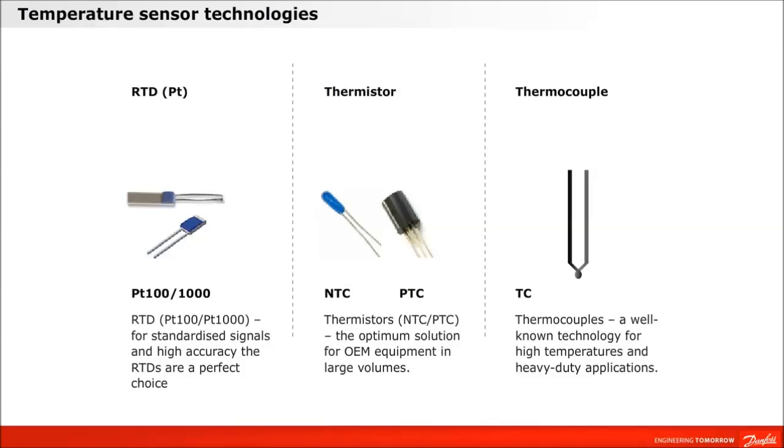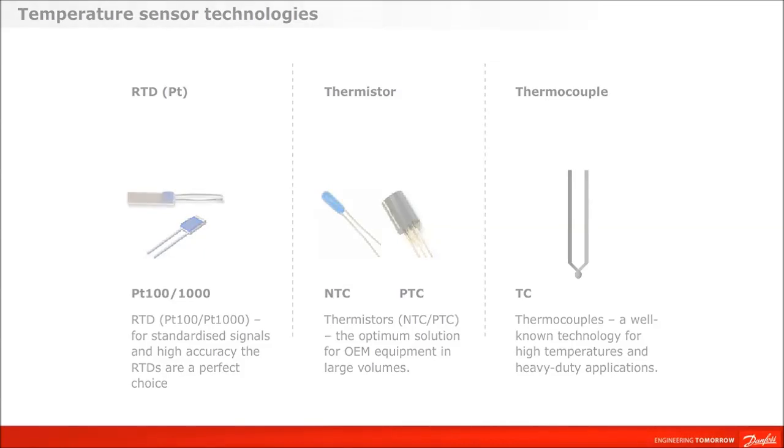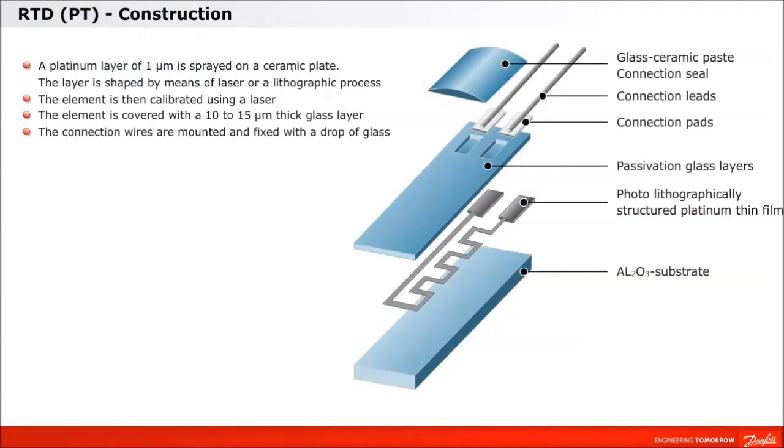We will start looking at the RTD element type. The image on this page shows the construction of the RTD thin film element. A platinum layer of 1 micrometer is sprayed onto a ceramic plate. The layer is shaped by means of laser or a lithographic process. The element is then calibrated.